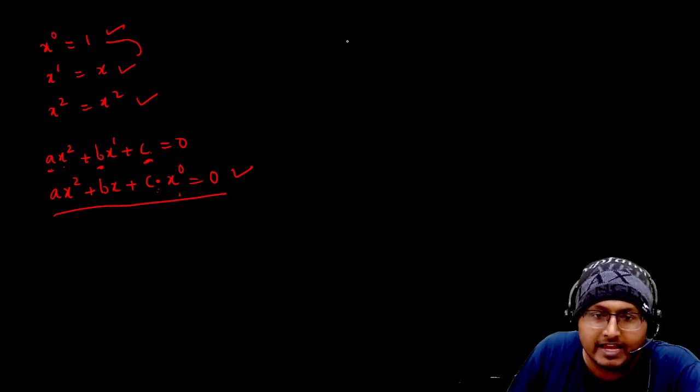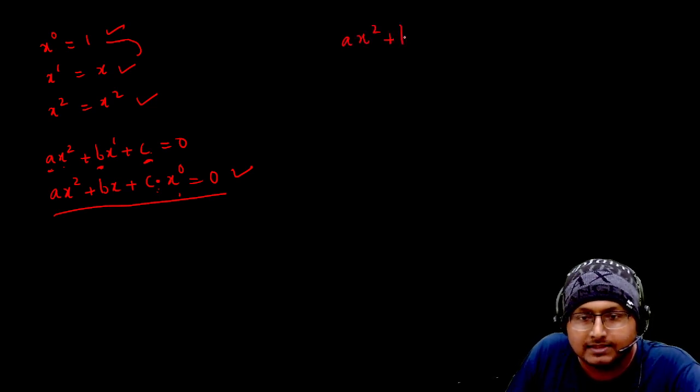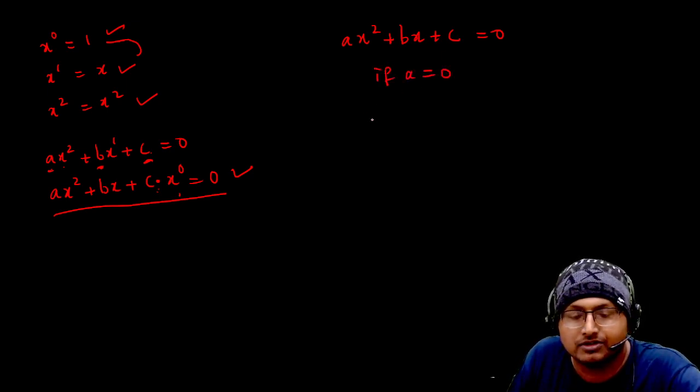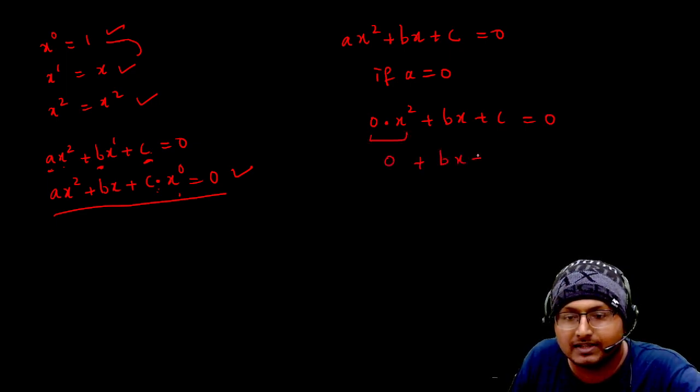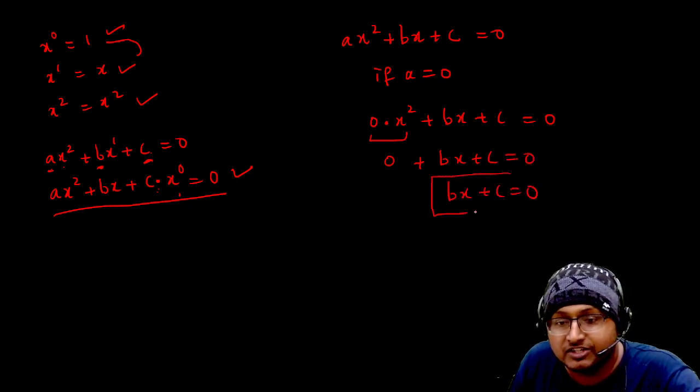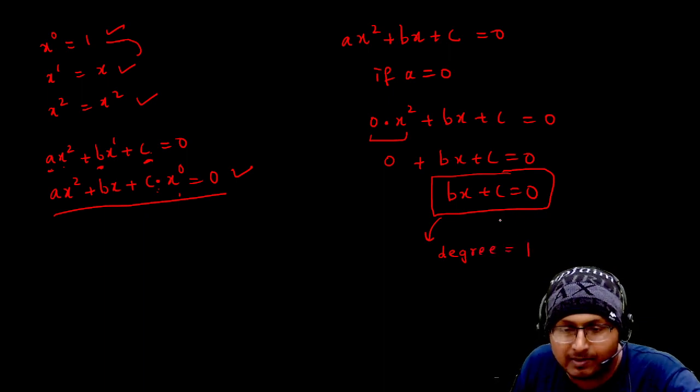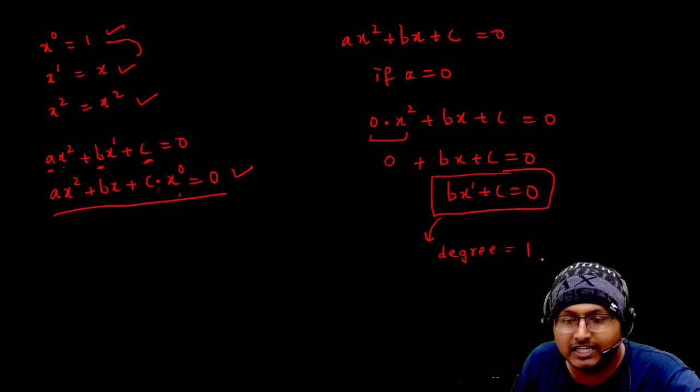Now you tell me, in a x square plus b x plus c equal to 0, if a equal to 0, what will happen? Substitute a equal to 0: 0 into x square plus b x plus c equal to 0. The 0 into x square becomes 0, so b x plus c equal to 0. Which type of equation is this? What is the degree of this equation? The degree of this equation is 1, because the maximum power of the variable is only 1.